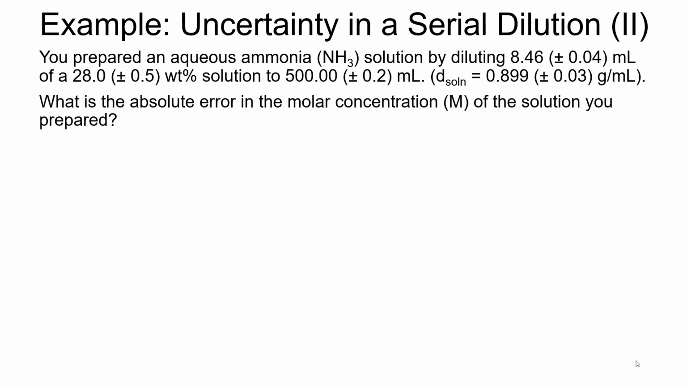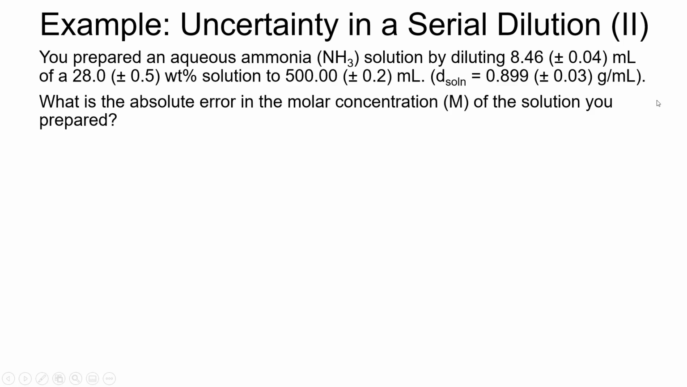So we are told now that we dilute our ammonia stock solution, which had an ammonia concentration of 28 plus or minus 0.5 weight percent. We remove 8.46 milliliters of that solution, and that volume had an absolute error of plus or minus 0.04 milliliters. And we dilute that to a final volume of 500 plus or minus 0.2 mL. The density of the solution also has an error: 0.899 plus or minus 0.03 grams per mL.